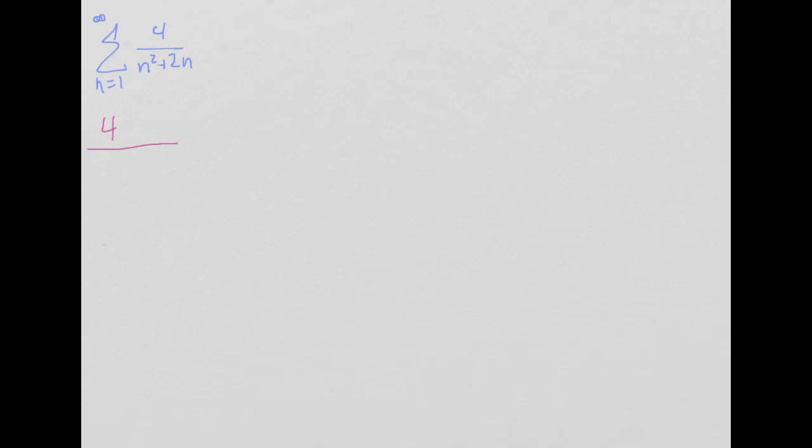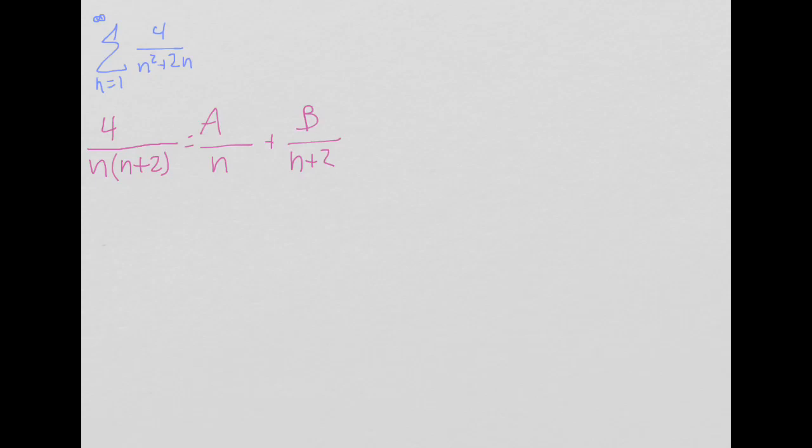So n squared plus 2n, we can factor an n out of both of those terms, and we're left with n plus 2. And now we want to split this up into two fractions, one with the denominator n and one with the denominator n plus 2. Cool. Good start.